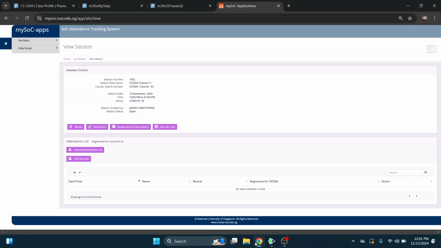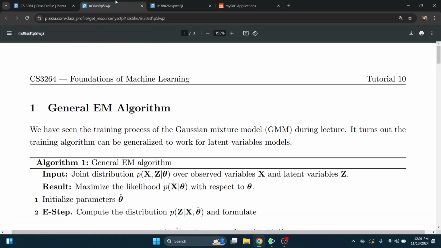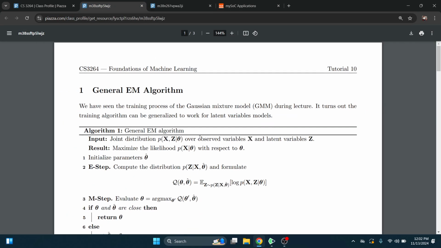Okay, so today is the last class for 3264. Yay! We are going to cover unsupervised learning, specifically the EM algorithm.